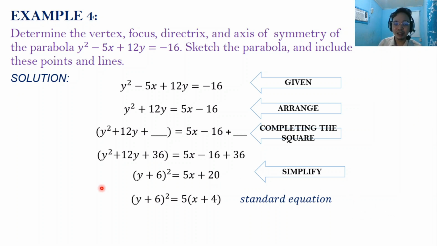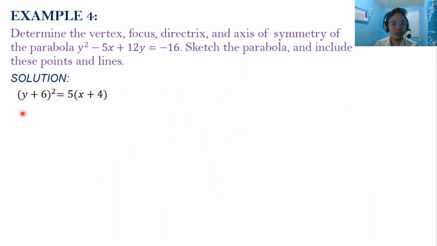Dito pa lamang mag-uumpisa ang ating computation talaga ng pagsagot sa problem natin. So, let's have our standard equation. From our standard equation, malalaman natin kung ano ba ang vertex. So, the vertex is negative 4, negative 6. Paano naging negative 4, negative 6? This is h, negative 4. This is k, negative 6. Lagi nating tatandaan na ang katabi ng x ang h, ang katabi ng y ay k. So, we have negative 4, negative 6.